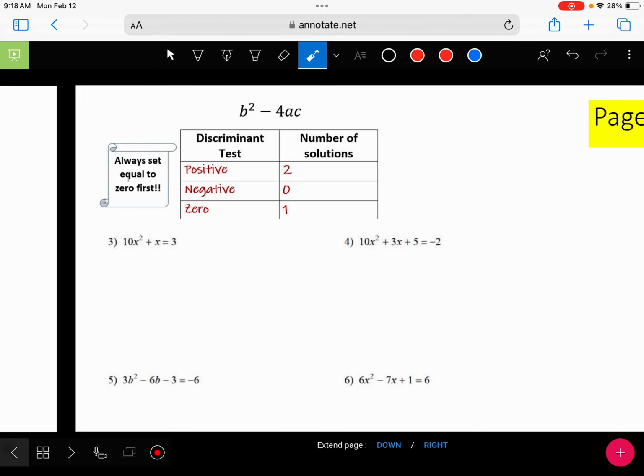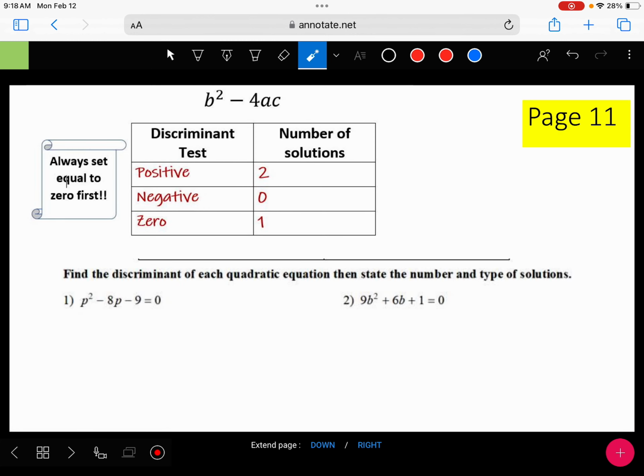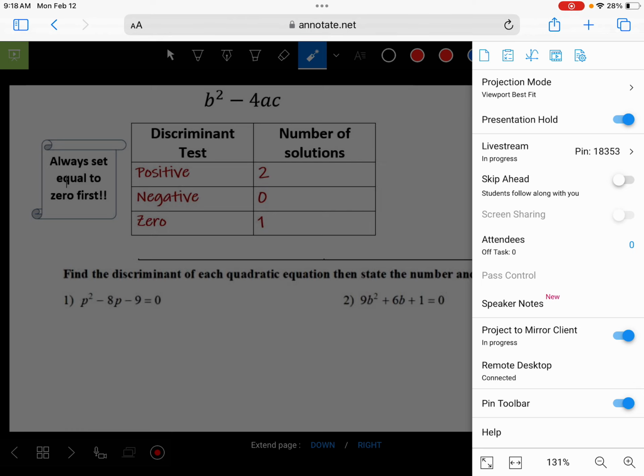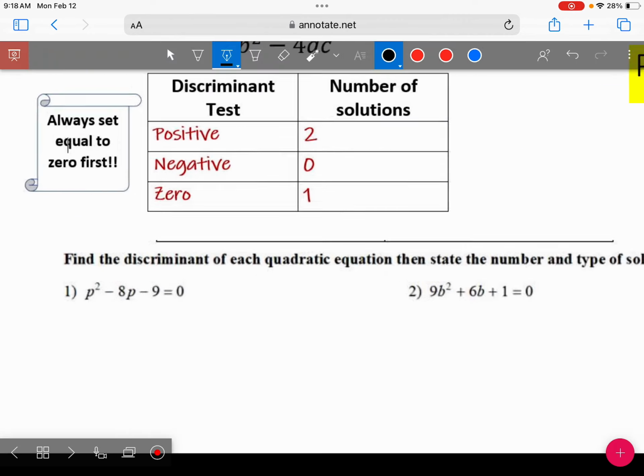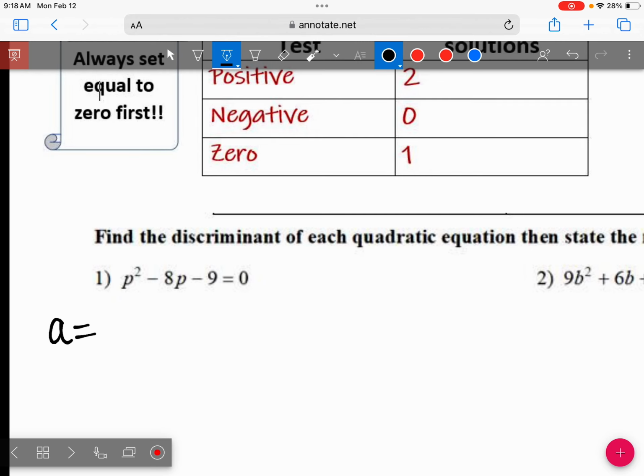So we're going to jump around. There's 6. We're going to do 3 or 4, and then we'll end there. Now, before you start, though, you have to make sure it's set equal to 0. That's the only way you can mess this up. So when I'm looking at this first one, does this say equal 0? Is this equal to 0? All right, so what would A, B, and C equal? What's A? What's B? And what's C?